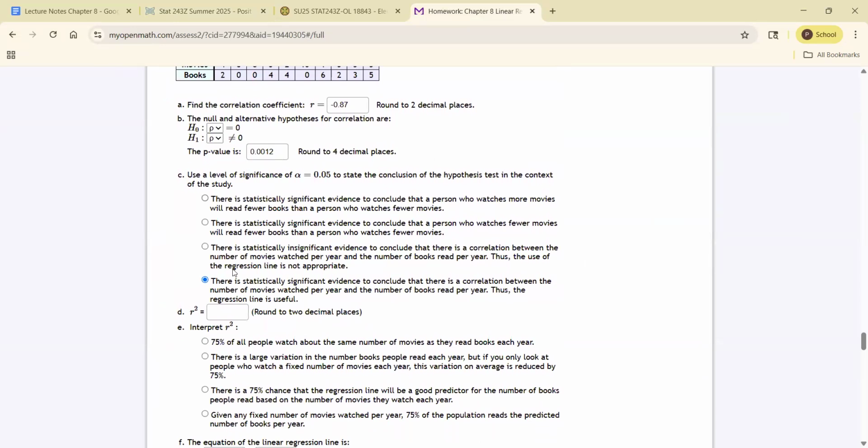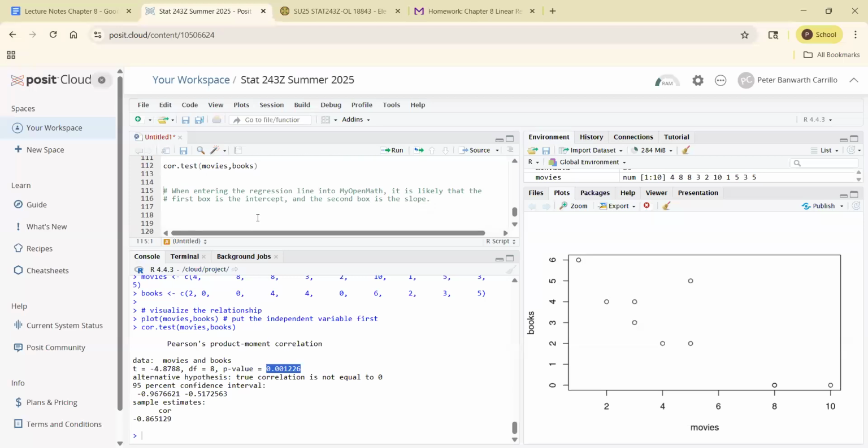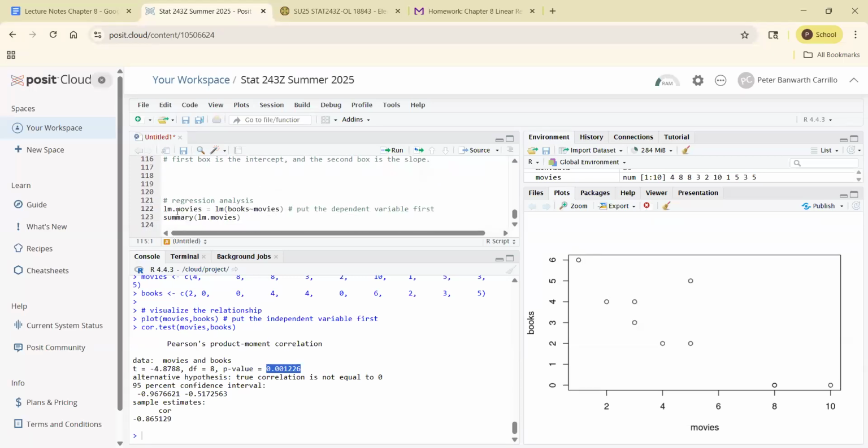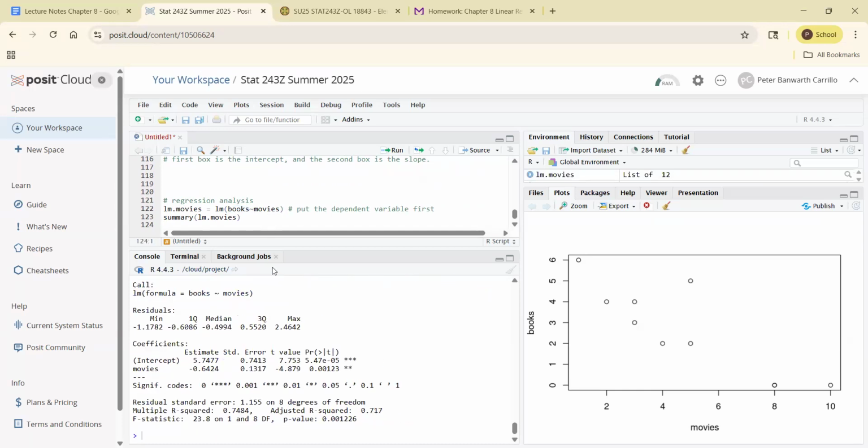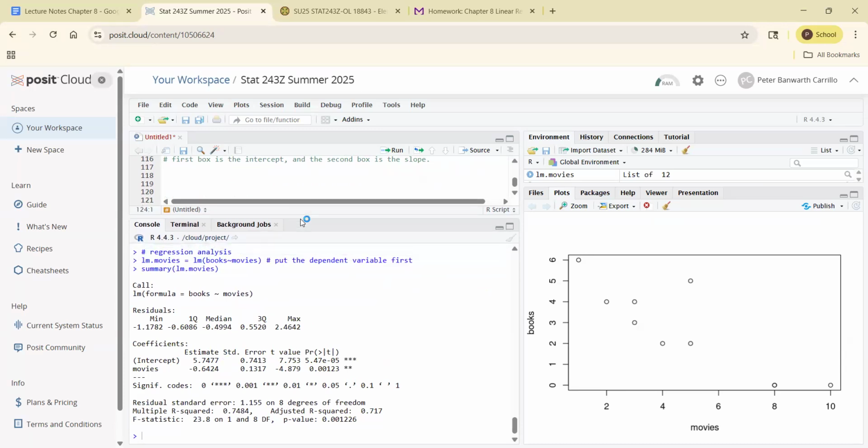All right, now that we've done our correlation analysis, let's move on to our regression analysis. So we're going to do a linear model. I'm going to call it lm.movies. And here you want to put the dependent variable first. So we want to put books, then tilde, then movies. Run that code, look at the summary, and here's our output. We have an intercept, and we have a slope.